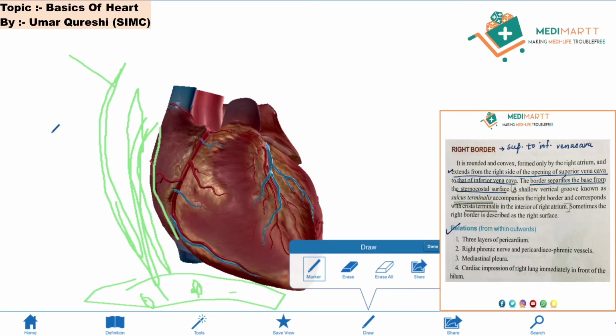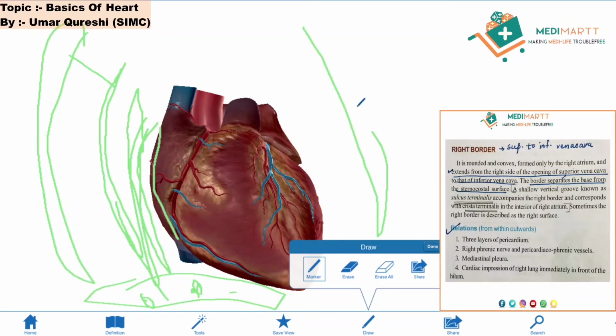Then the mediastinal pleura. As we all know, the heart is situated in the mediastinum, and it is in the middle mediastinum. So the mediastinal pleura. What is the mediastinal pleura? As we all know, the lungs will be present over here, like that.